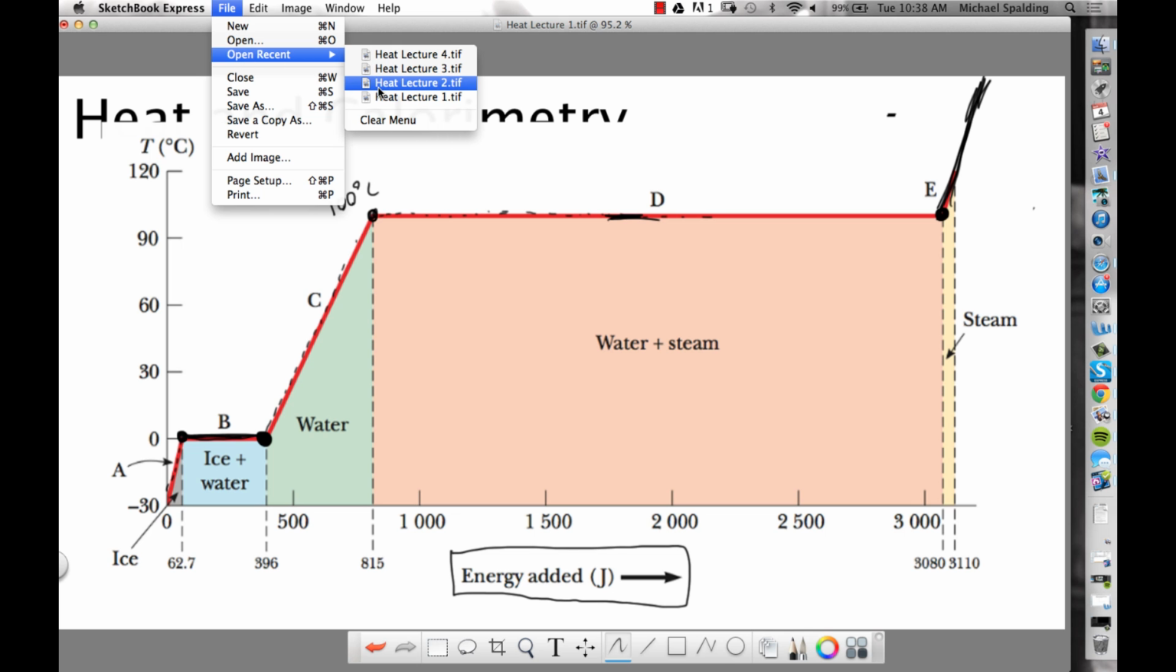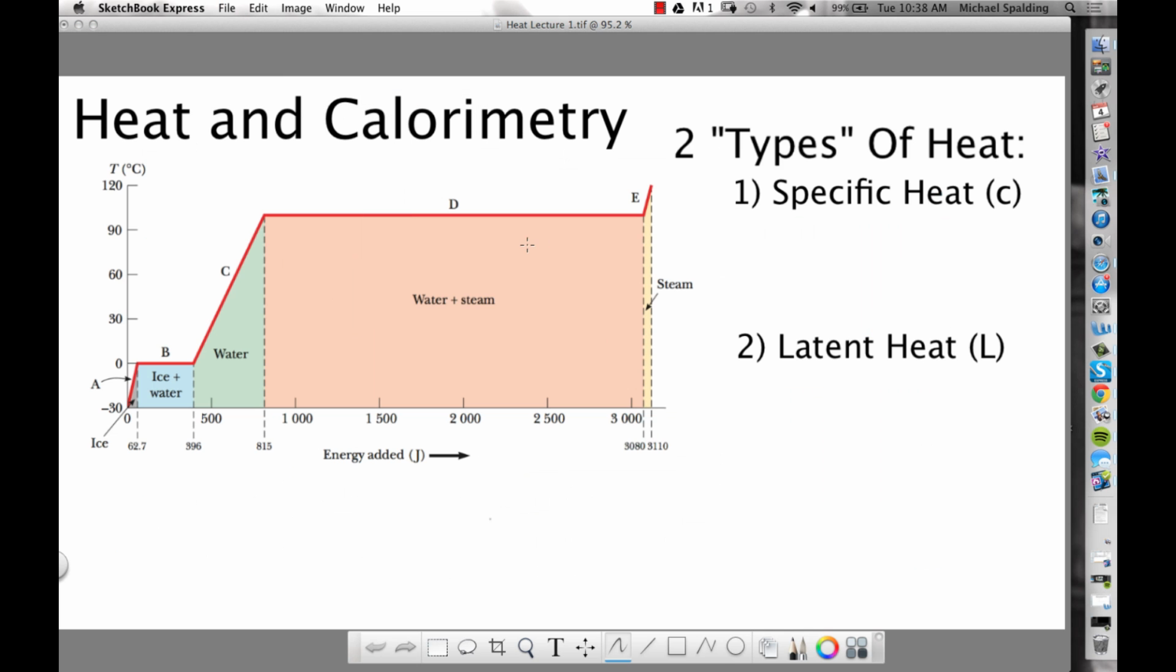Now, let's look at the equations. When you heat up a substance, we have two "types" of heat. Notice I put types in quotations, because heat is heat. It's a form of energy. But you'll see what I mean here. We've got two types of heat. The first type is specific heat. Specific heat is when you're working here, here, or here.